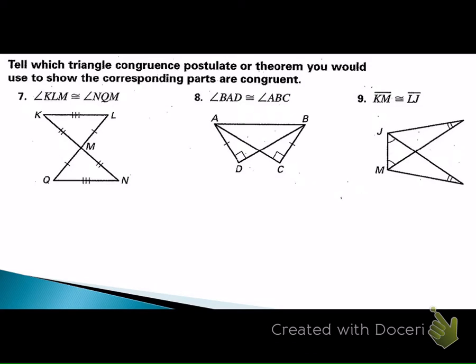So go ahead, probably 7 is just as easy as the other ones. So this is telling you, tell which triangle congruence postulate or theorem you would use to show the corresponding parts are congruent. So if I wanted to show that KLM, so this angle right here, was congruent to angle NQM, this angle right here, what congruence postulate would you use?